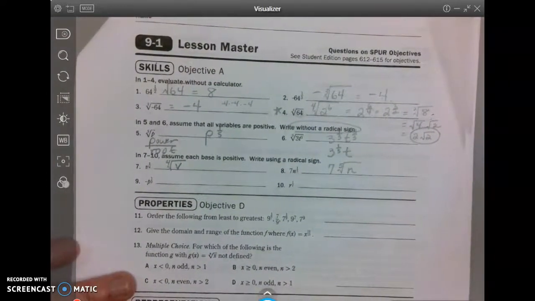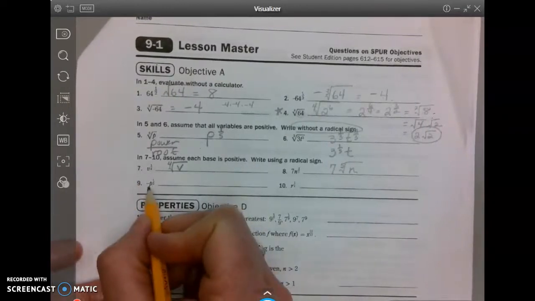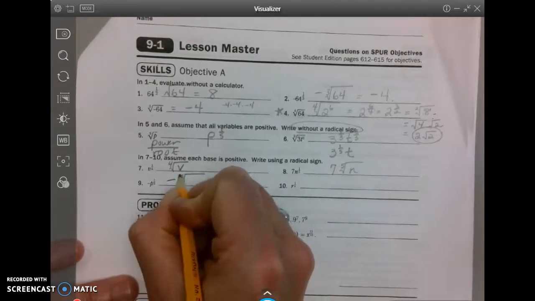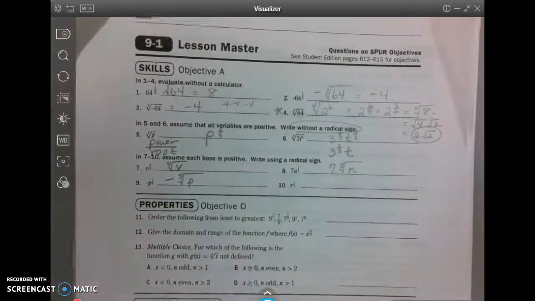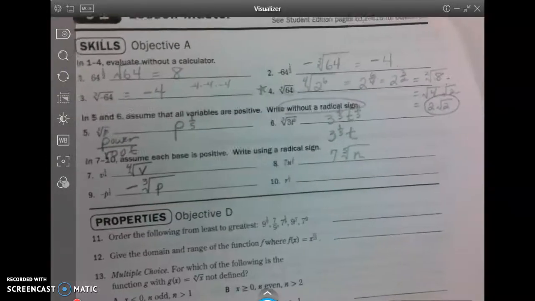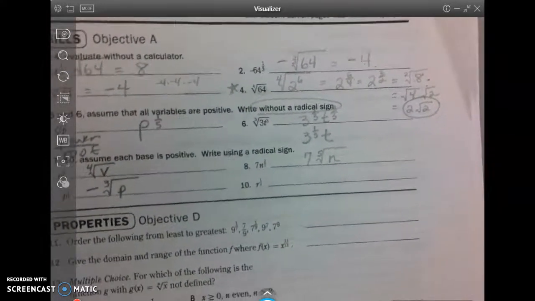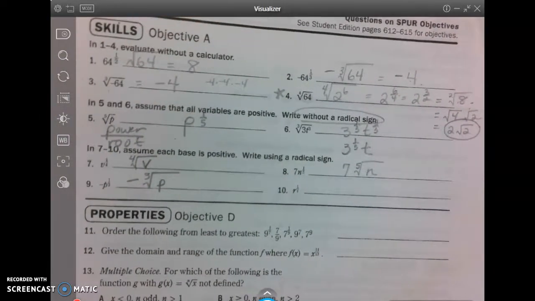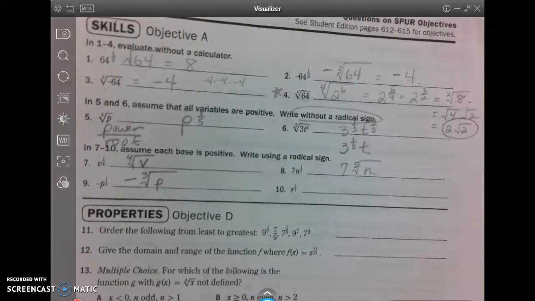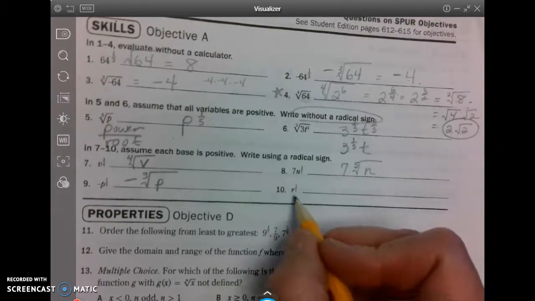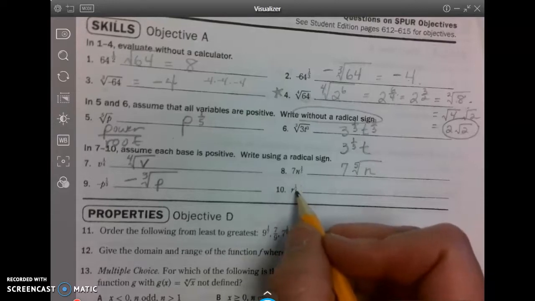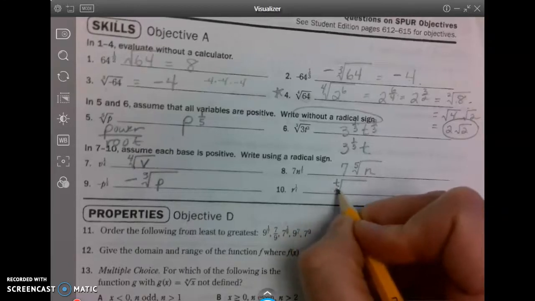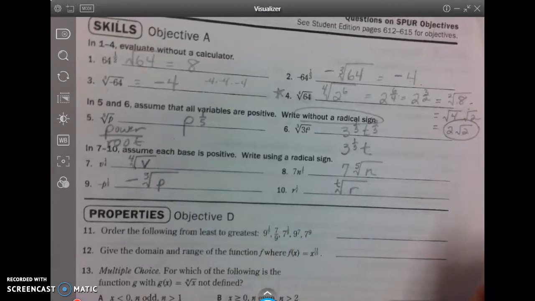Number 9, negative p to the 1/3. Notice the negative is not in the parentheses, so it's going to be negative the cube root of p. So a little closer. You can see the problems a little better. Don't know if I should have done that sooner. I apologize. Okay. All right, number 10 says r to the 1 over t, which means it is the t-th root of r.